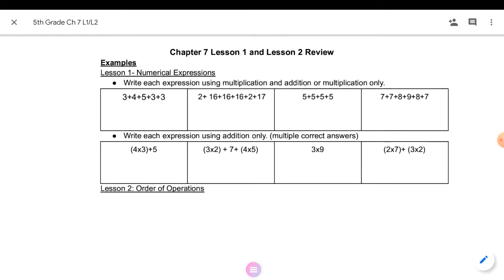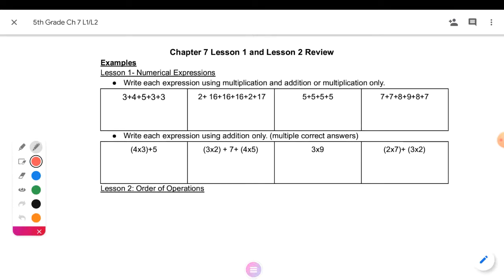Who can tell me again what's the difference between an expression and an equation? Addie J. An expression does not have an equal sign. An equation does. How do we know what to turn into multiplication, Bryson? Yeah, repeated addition, if it's the same numbers added together. So in that first one, Mason, are there any numbers that are repeated?